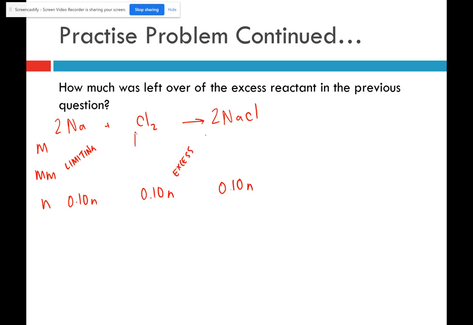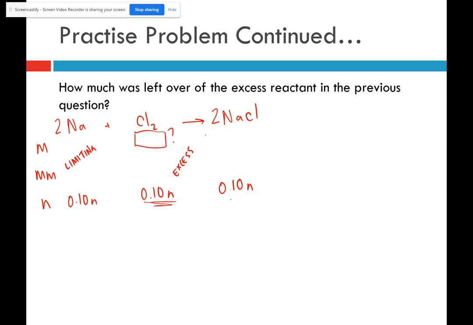Okay, so it's asking you how much was left over. So we'll do that in mass. Okay. When it says how much, you can clarify. In this question, we'll assume it's asking for mass. You could also report it in moles. If it was a test or a quiz or exam, you could just clarify with the teacher. Okay, so we know there's going to be a bunch left over, but how much is left over?